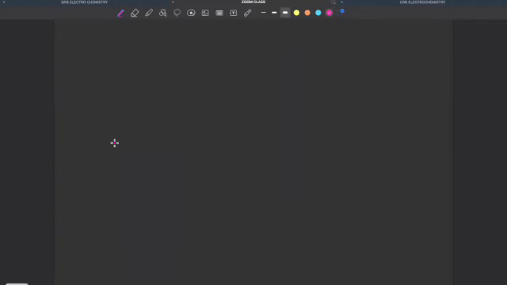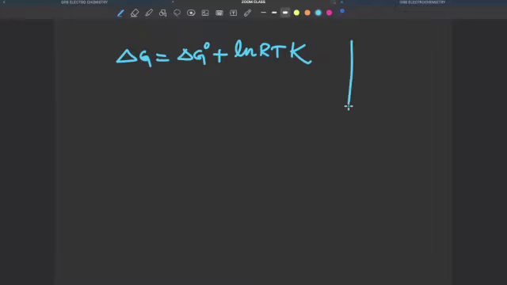Now let's see what the form of the Nernst equation is. First we'll go back to first year thermodynamics. We have an equation, if you remember it: del G equals del G naught plus ln RT K. Do you remember this formula? Yes, this is from thermodynamics. Del G is the work done under normal conditions, and del G naught represents the work done under standard conditions.